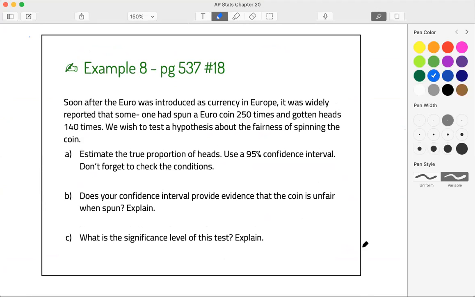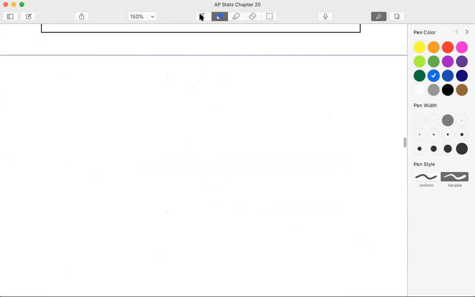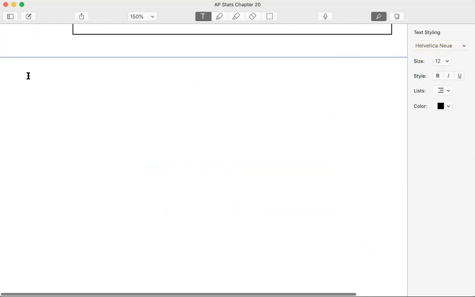And we're not going to forget to check the conditions. And then we're going to answer the question, does our confidence interval provide evidence that our coin is unfair when spun? And then we're going to explain. And then finally, we're going to see what the significance level of this test was. All right, I'm going to go to a new page here. So let's go ahead and do part A. All right, so this is example 8, part A.